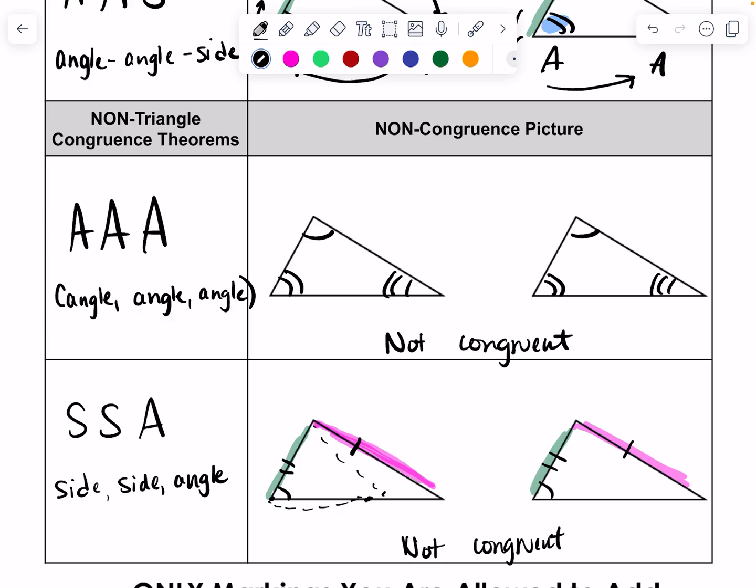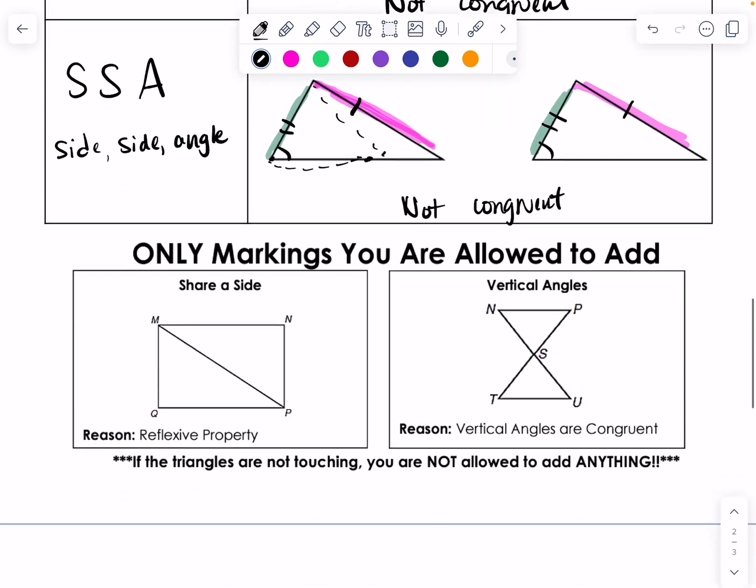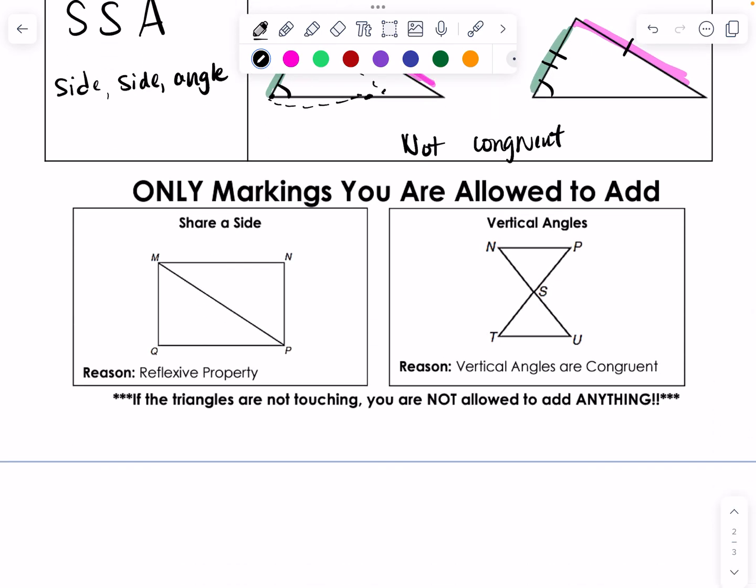The only markings you're allowed to add right now, and I think that's important to mention, so you're going to be looking at pictures with markings already on them as of right now. And the only things that you can add are two properties, okay? Two things that we've discussed before. Vertical angles we've used a lot. So remember, vertical angles are created when you have this cross pattern of lines, and they create equal angles on opposite sides, those X pattern angles.